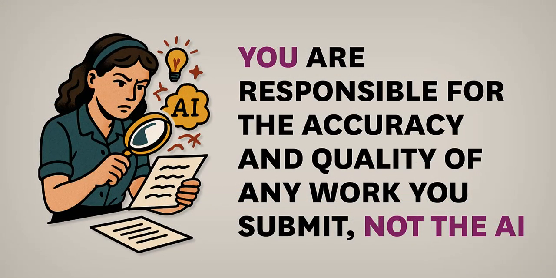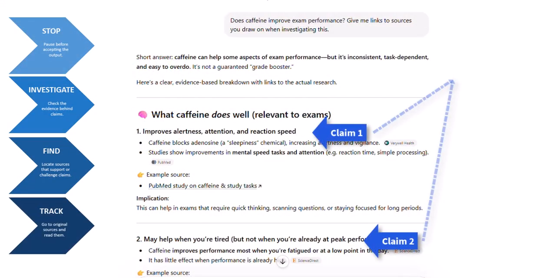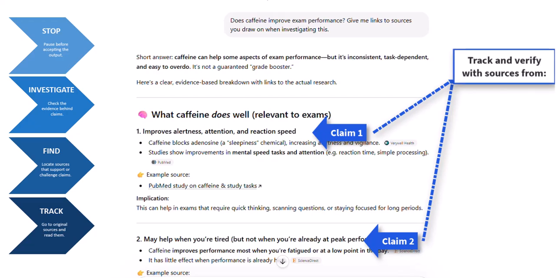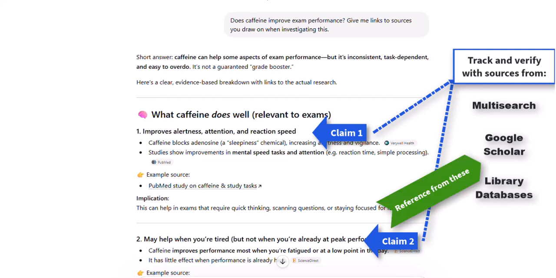Lastly, take responsibility and own your work and learning. AI outputs are often stripped of context. Track claims down to an original source by checking citations in Multisearch or Google Scholar, searching library databases, or finding other coverage of the same claim. Read the sources yourself before using them. Use the information from the source in your assessment. Reference the source, not the AI output. Acknowledge the use of generative AI if required.